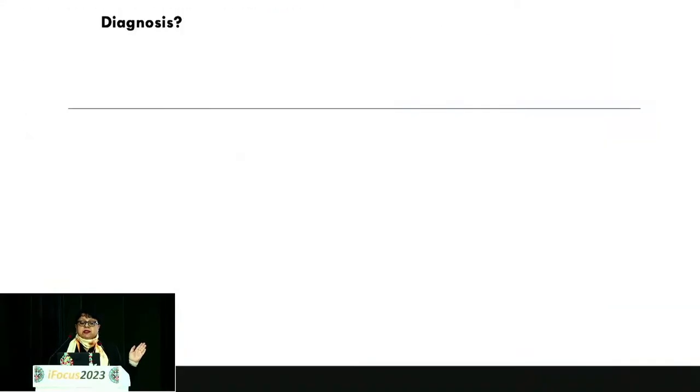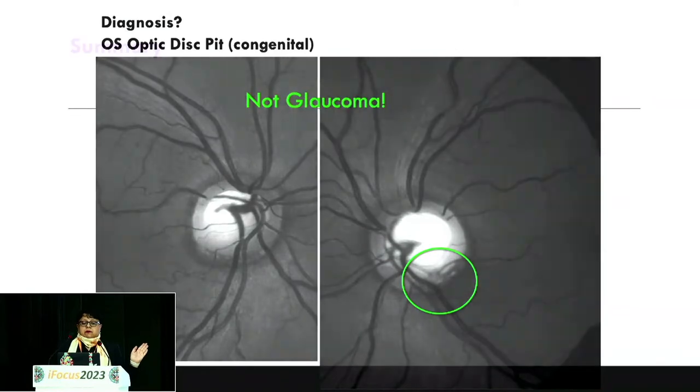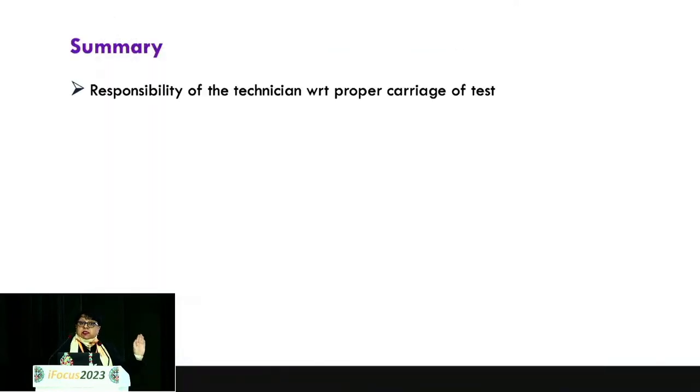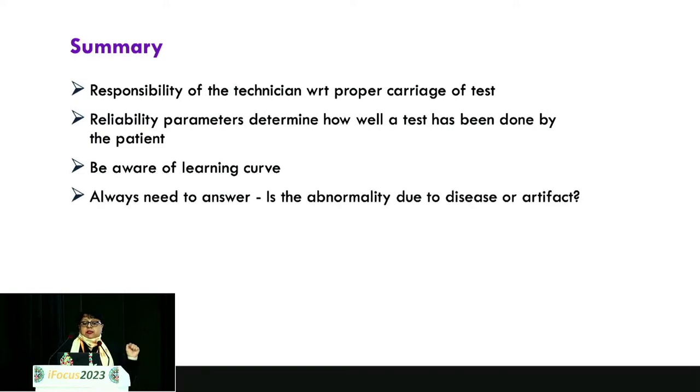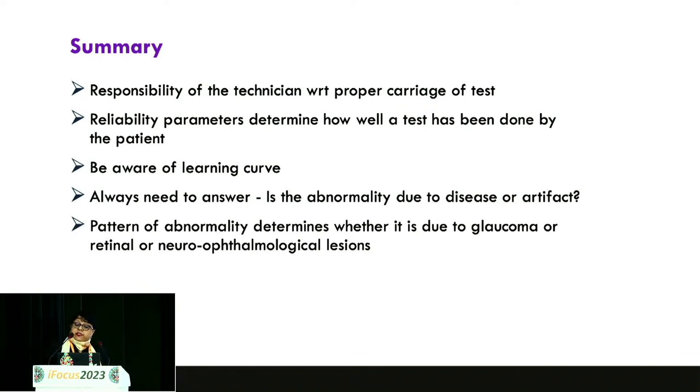We will just summarize now that it is definitely the responsibility of the technician with respect to proper carriage of the test. Reliability parameters determine how well a test has been done by the patient. Be aware of the learning curve. It's very common. All right? Always need to answer, is the abnormality due to disease or artifact? Learning curve is also an artifact. All right? And pattern of abnormality determines whether it is due to glaucoma or retinal or neuro-ophthalmological lesions. Clinical correlation mandatory. All right?